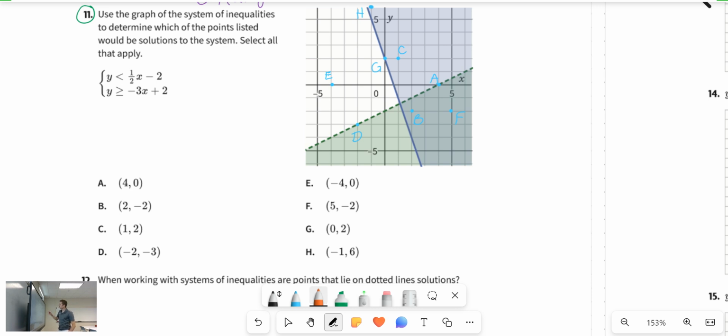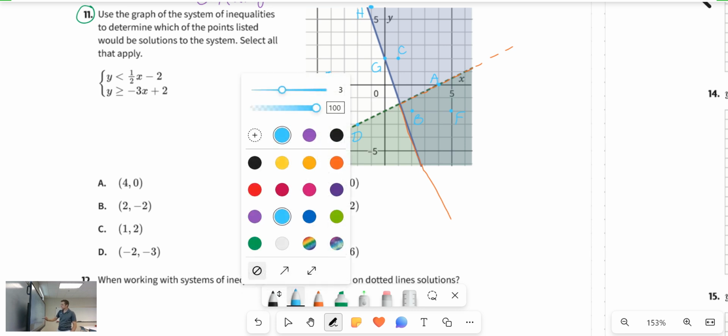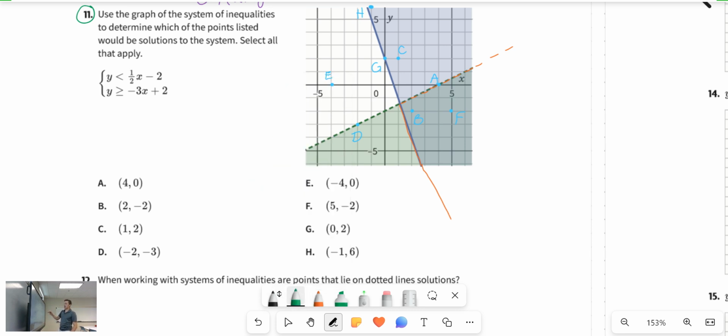So we want only the points that are in the shaded region here, but they can't be on this line because this line is not included. We only want the stuff that would be in between these two lines. They would go on forever, but we're only looking at the stuff in here. So from that, it looks like B and F are the good ones. B is good and F is good, and all the others do not meet the requirements.